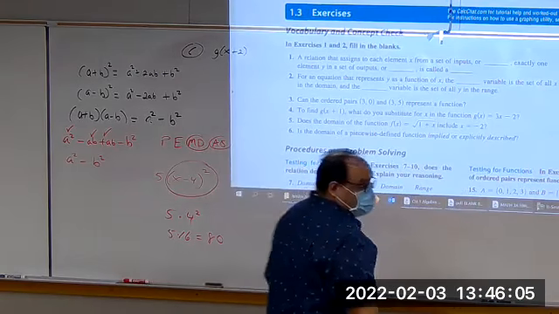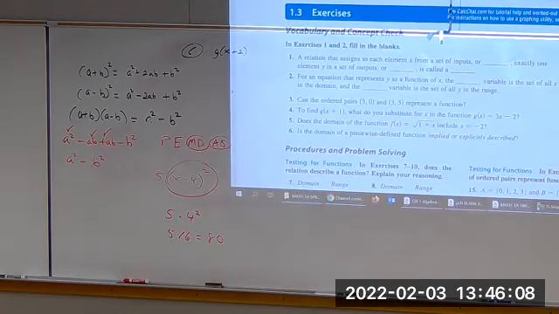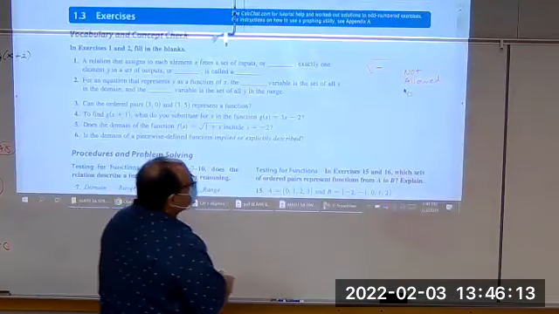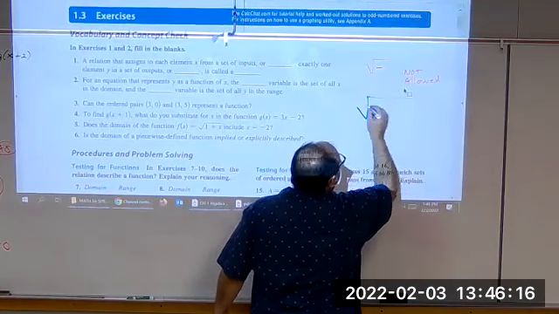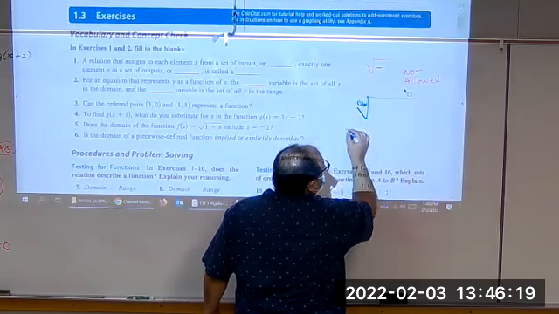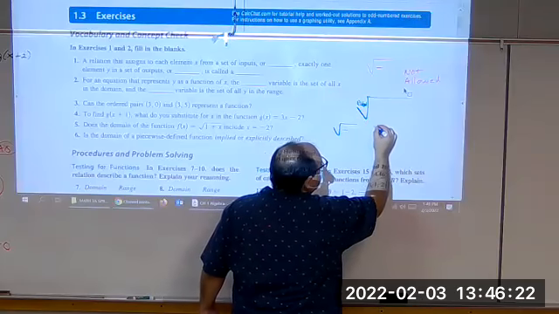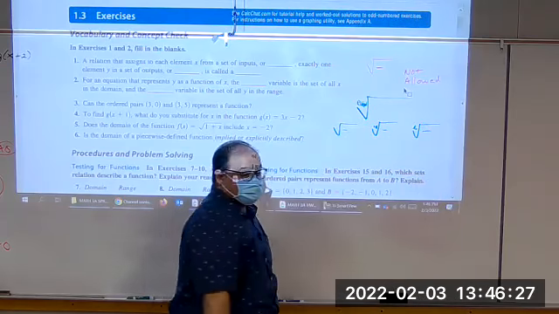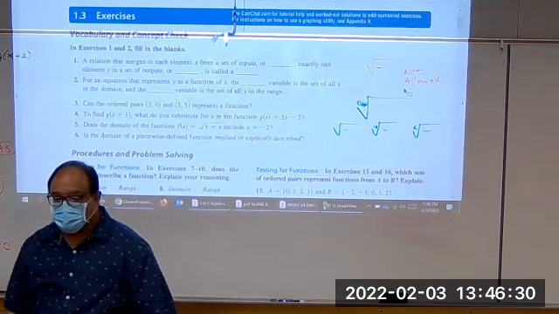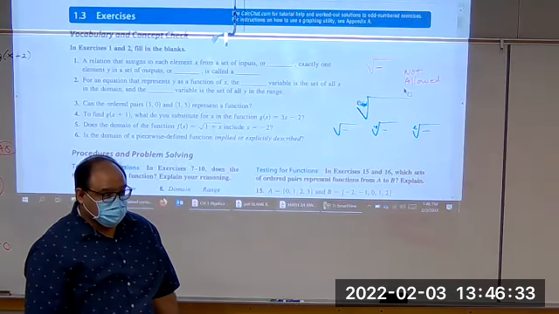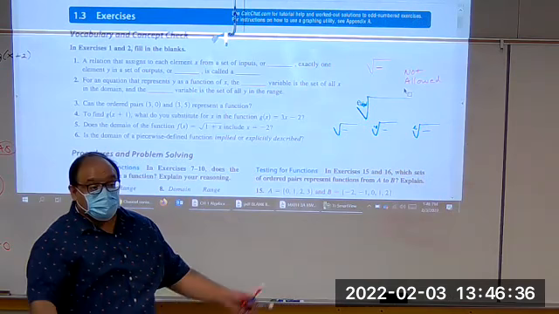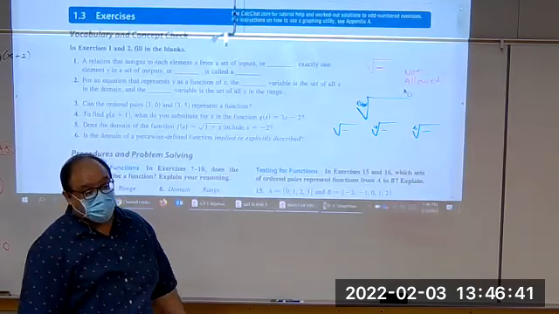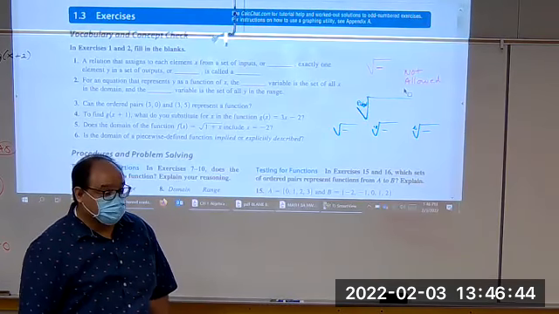Not allowed. Square root or any kind of even root, a fourth root, a sixth root, because you can't take an even root of a negative. Square root of a negative, fourth root of a negative, sixth root of a negative, and so on. You can't do it. So undefined. Not in the domain. Not a real number. So square root of -4 is not a real number.